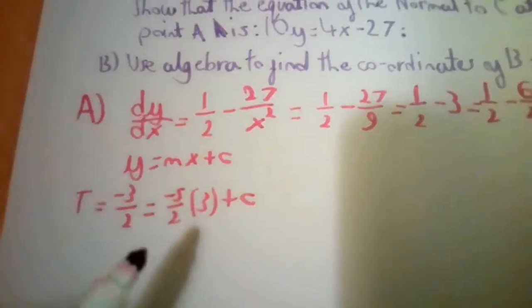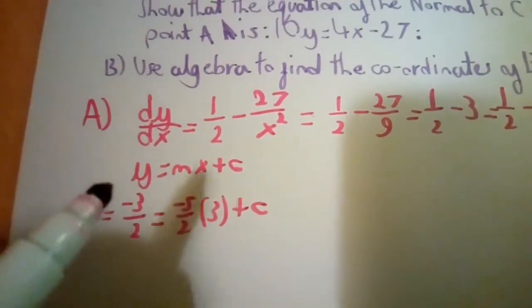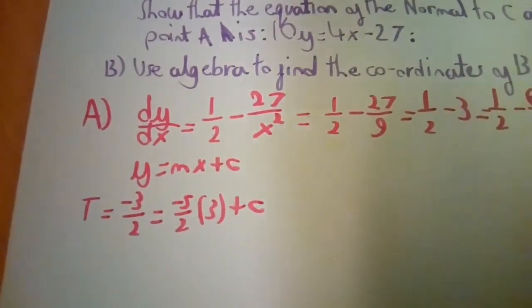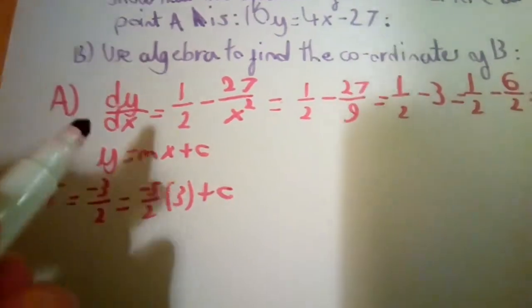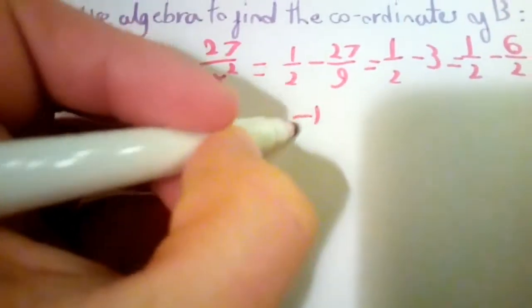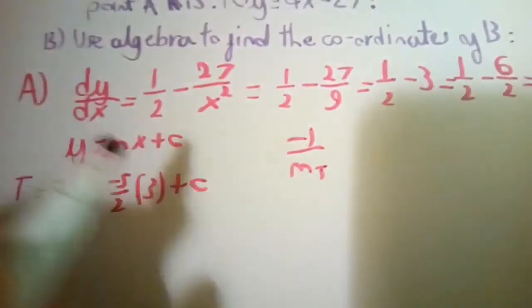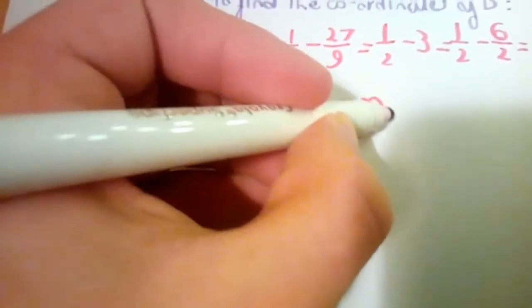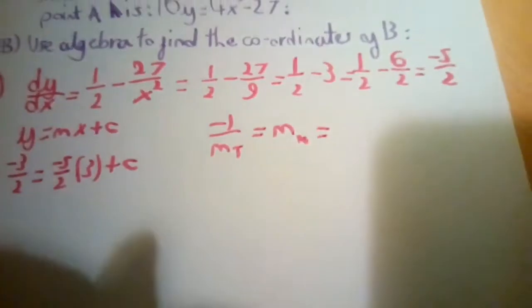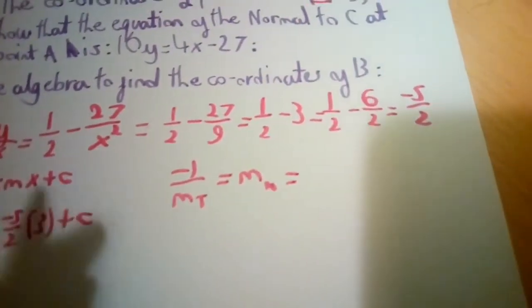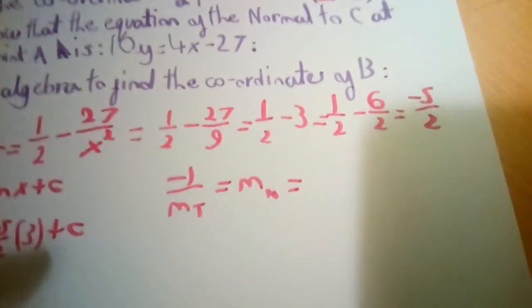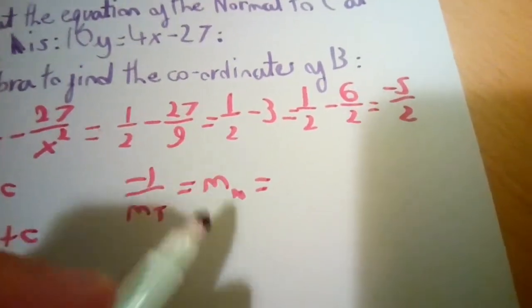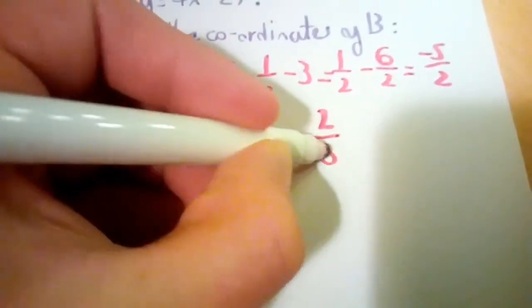We need the equation of the line of the normal, and the only difference is its gradient is the negative reciprocal. So it's going to be minus 1 over m, where m_T, the gradient of the tangent, gives m_N, the gradient of the normal. For the fraction minus 5 over 2, to find its reciprocal we flip it to get minus 2 over 5, and we want the negative version of that, which is positive 2 over 5.